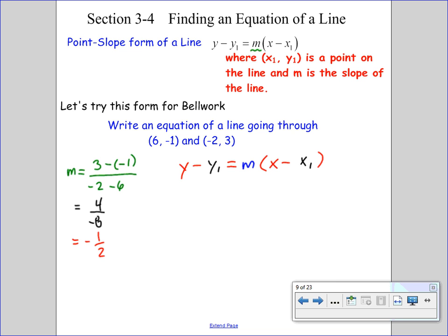Ready? So we'll go ahead and rewrite this. It'll be y minus, my first one had coordinates 6, comma negative 1. So this would become negative 1 equals, my slope was the negative 1/2.